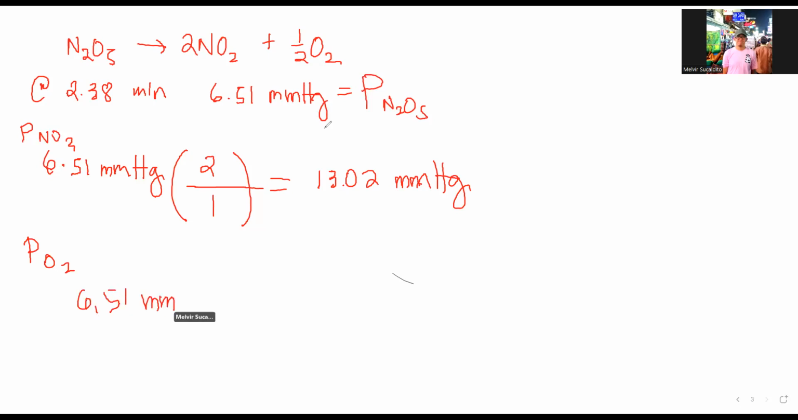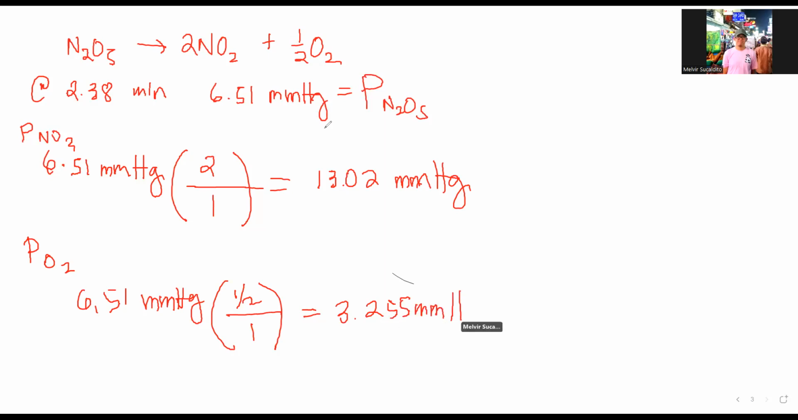Tapos, yung susunod naman, for O2 naman, mas madali. Sundin mo lang din yung stoichiometric coefficient. This will be 1, tapos 1 half or 0.5. This will be 6.51 times 0.5. That will be 3.255 millimeter mercury. Tapos, alam mo naman, ito yung sa N2O5. So, i-total mo lang to. Pag tinotal mo yan lahat, that will be 22.7 millimeter mercury.